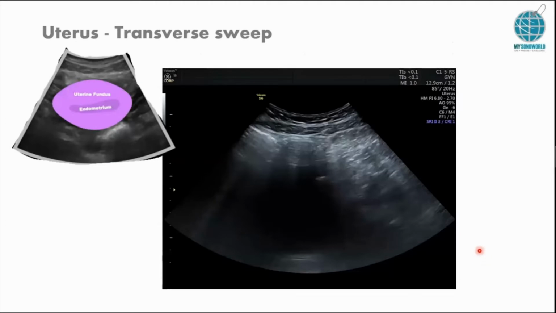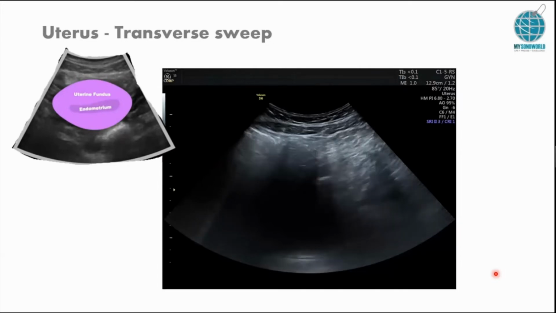So let's look at how it will be seen in ultrasound. Look at this image on the left, yeah? This is how we are cutting the uterine fundus, and you will be able to see the endometrium in the middle. But this is not the view to actually measure the endometrium, yeah? Let me just play this for you.